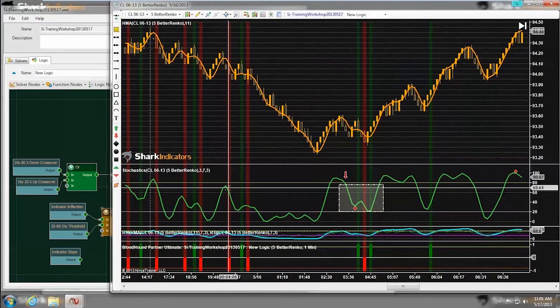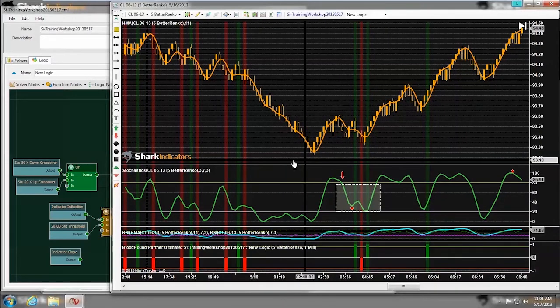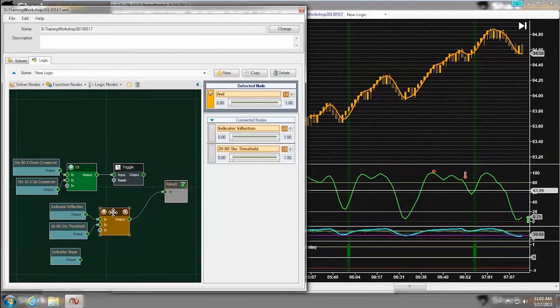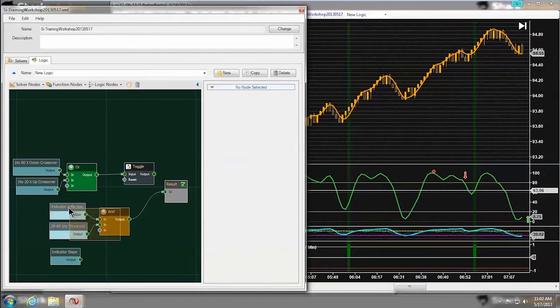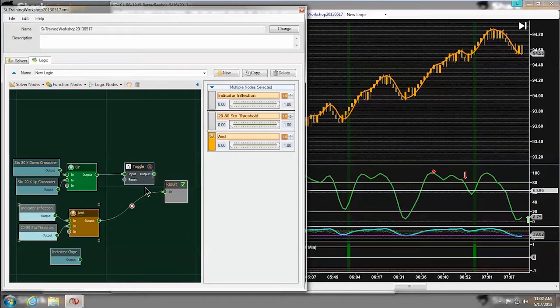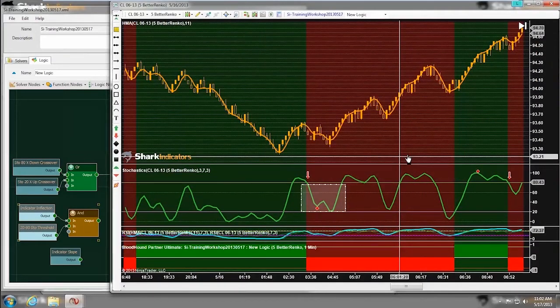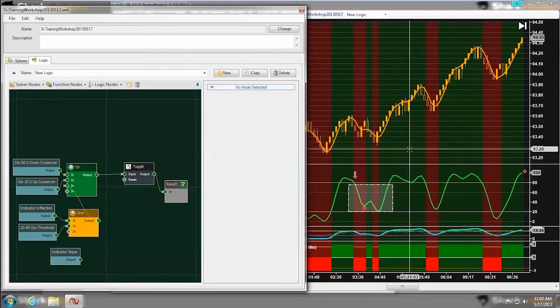Okay, so now we can use these inflection points here to switch our bias around. And let's see here, probably the simplest way, I think, is just to connect this condition into our OR node. So let's connect this in. And there we go. Yep.